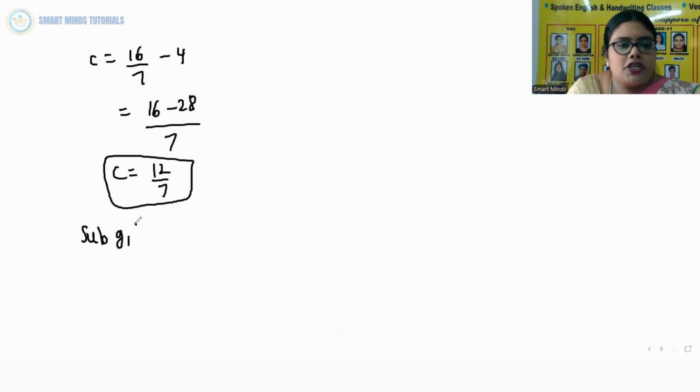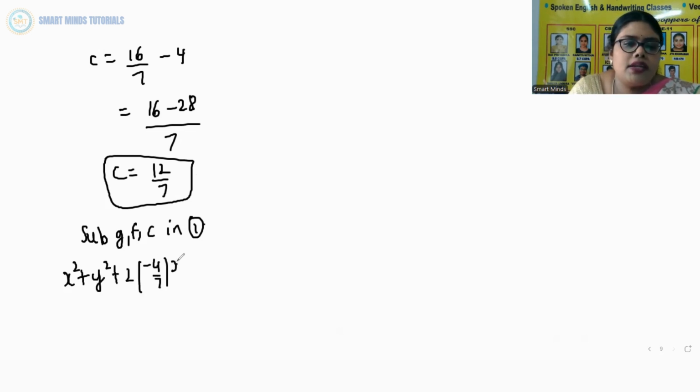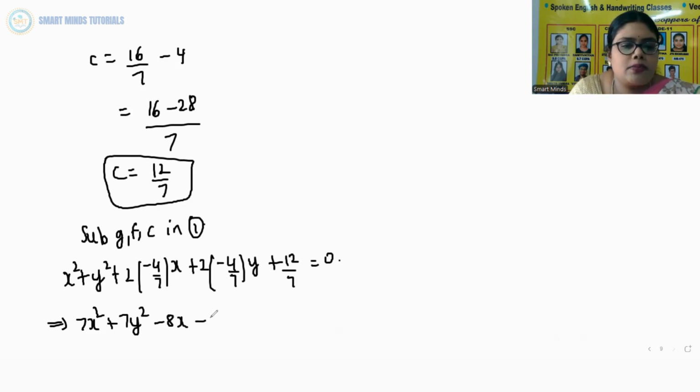Now substituting g, f, c in equation number 1. g and f you got as minus 4 by 7. So x square plus y square plus 2 into minus 4 by 7 into x plus 2 into minus 4 by 7 into y plus 12 by 7 is 0. Now you take the LCM. So you get 7x square plus 7y square minus 8x minus 8y plus 12 is equal to 0. Where you don't have by 7, there we are multiplying with 7, and where you have by 7, we are just multiplying the numerators and writing. So this is the final answer.